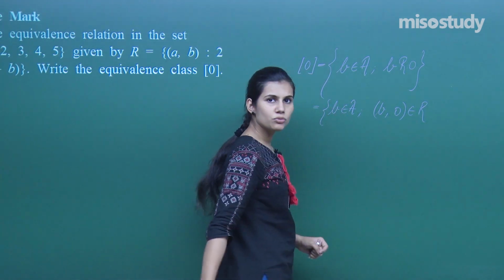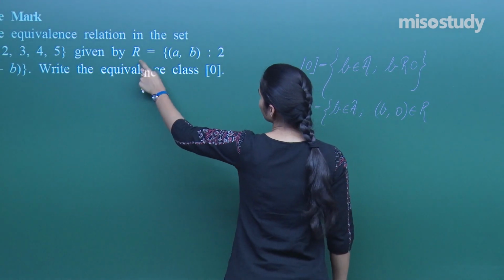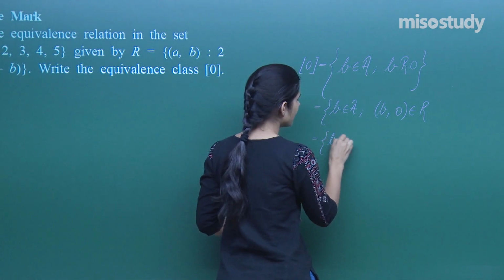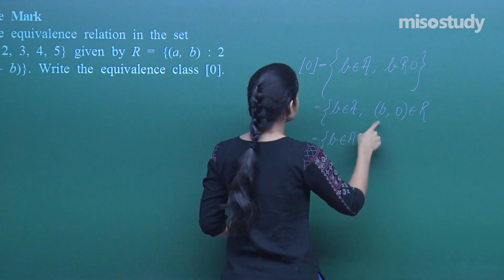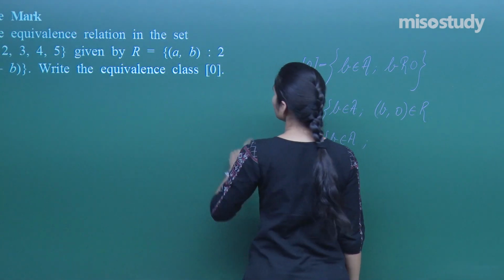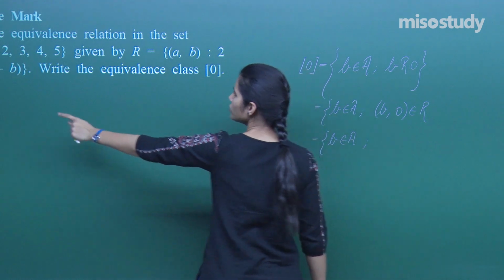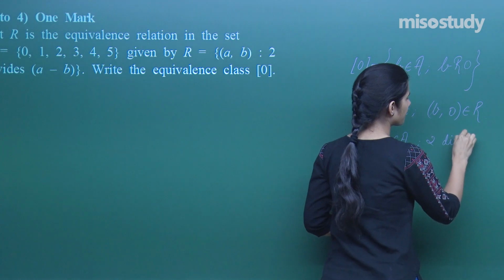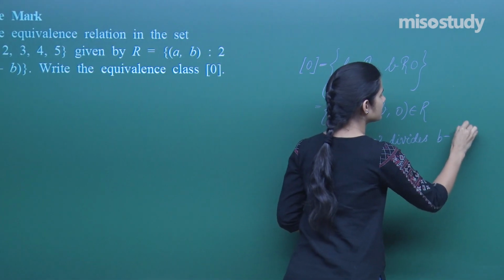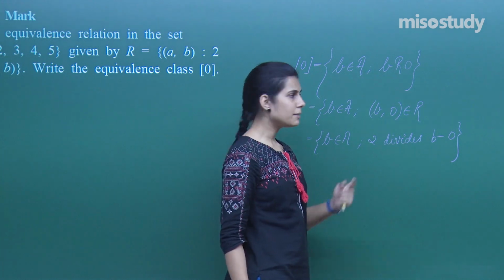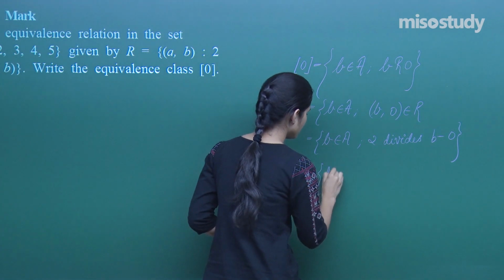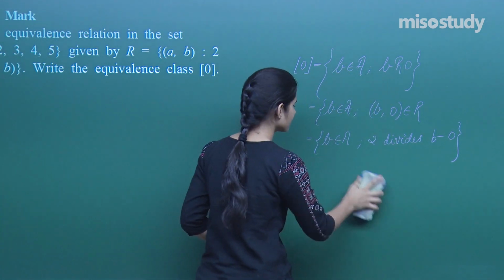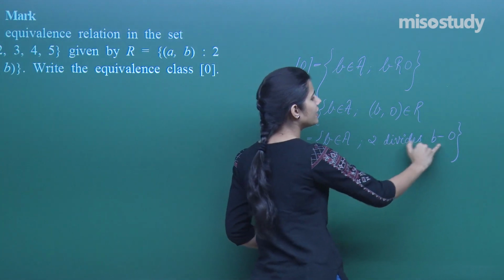(b, 0) belongs to R because a is related to b under the relation R if and only if (a, b) belongs to R. That means I want all those elements in set A such that (b, 0) belongs in R. (b, 0) will belong in R if and only if 2 divides b minus 0. Only then will (b, 0) belong in R by the definition of R. Which are those b's such that 2 divides b minus 0? Let's try and see.